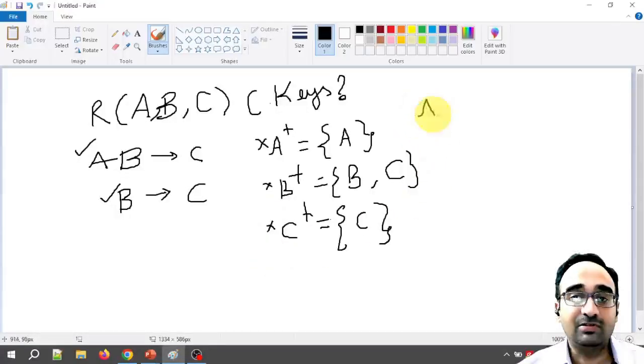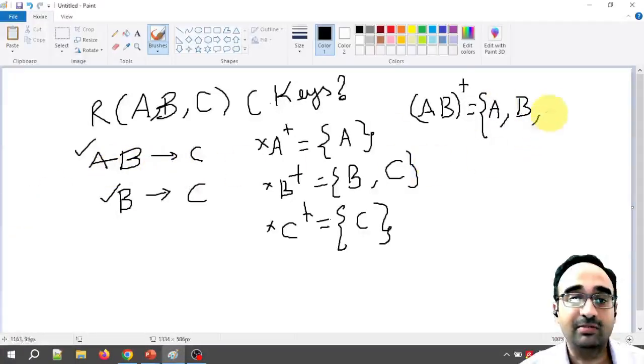Then what you have to do is take two-attribute combinations, AB. Closure of AB, AB plus. As I already told you, since you are finding the closure of AB, include AB here. Then you check FDs which start with A or B. Here is the functional dependency with both A and B, so include the right hand side which is C. So all three attributes are covered. So AB is a key for the given relation, and it's a composite key because it has two attributes, right?